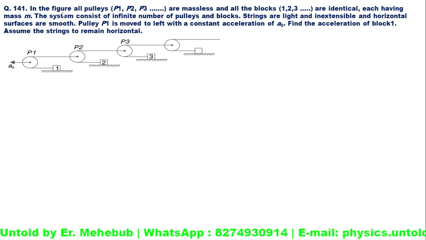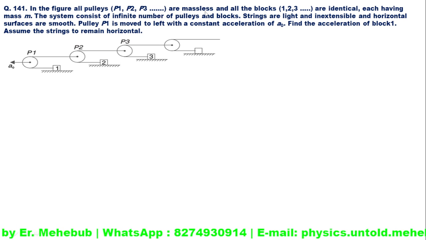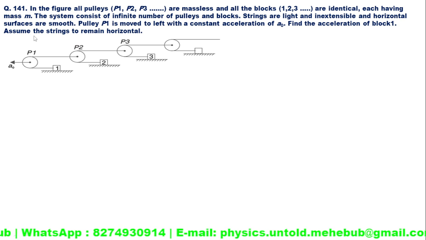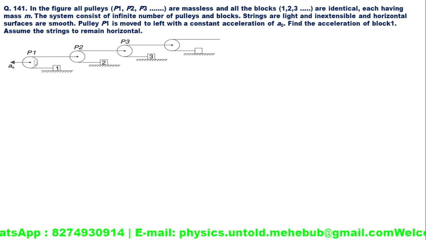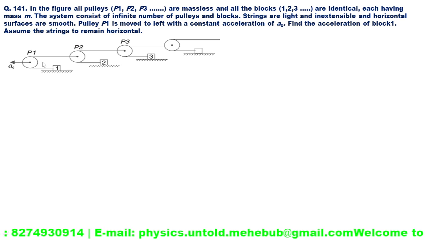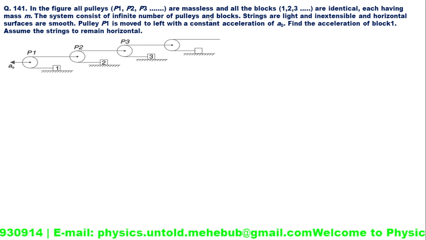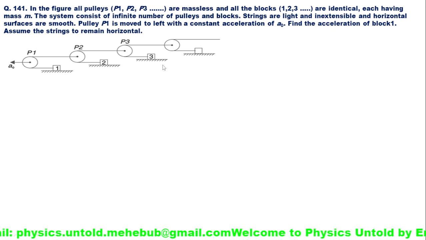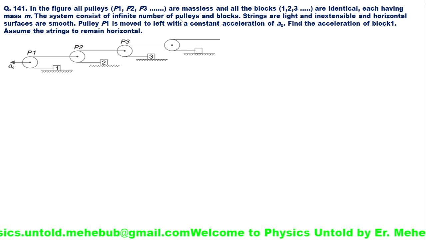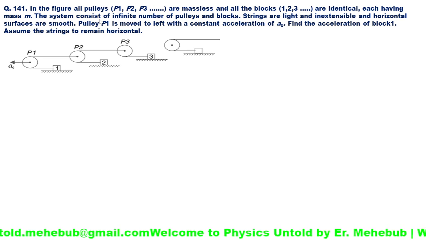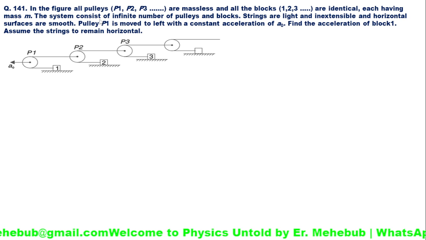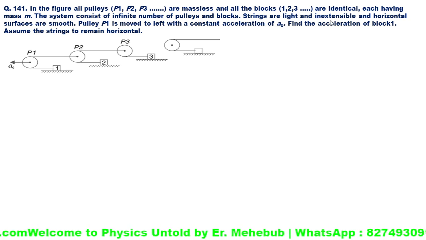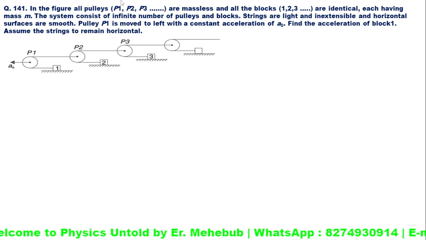In the figure, all pulleys P1, P2, P3 are massless and all the blocks 1, 2, 3 are identical, each having mass m. Here in our question it is described that there are a number of pulleys, all massless, and blocks 1, 2, 3, etc. that are identical, each having mass m. The system consists of an infinite number of pulleys and blocks. Strings are light and inextensible, and horizontal surfaces are smooth.